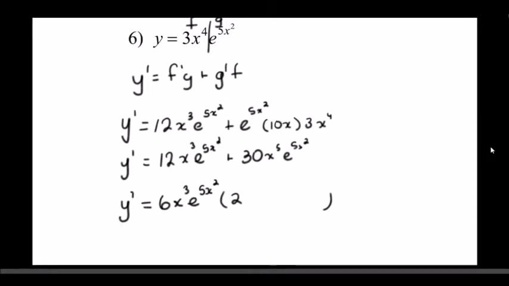2 plus 5x squared. Well, I wrote that parenthesis a bit far. Just 2 plus 5x squared is left over.